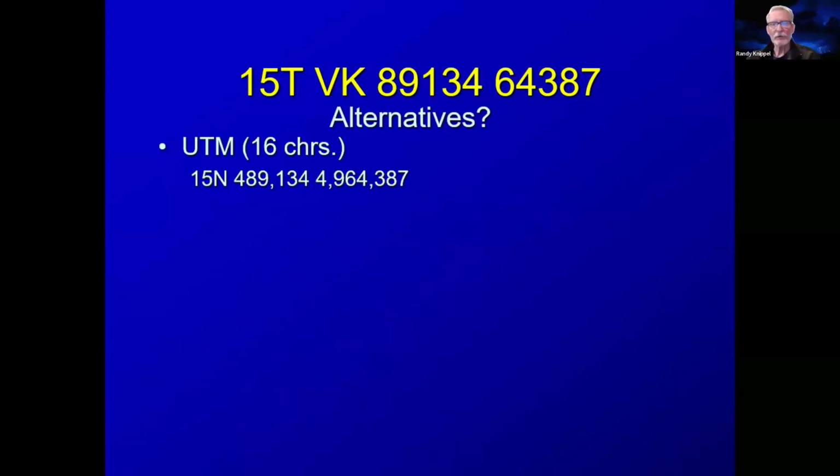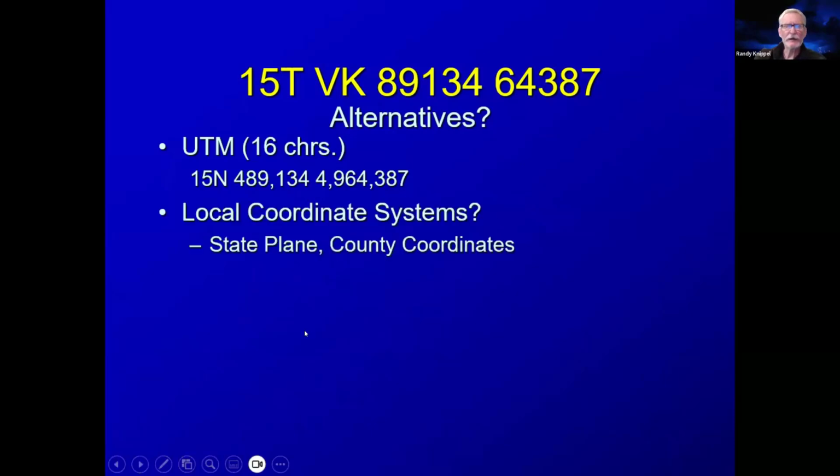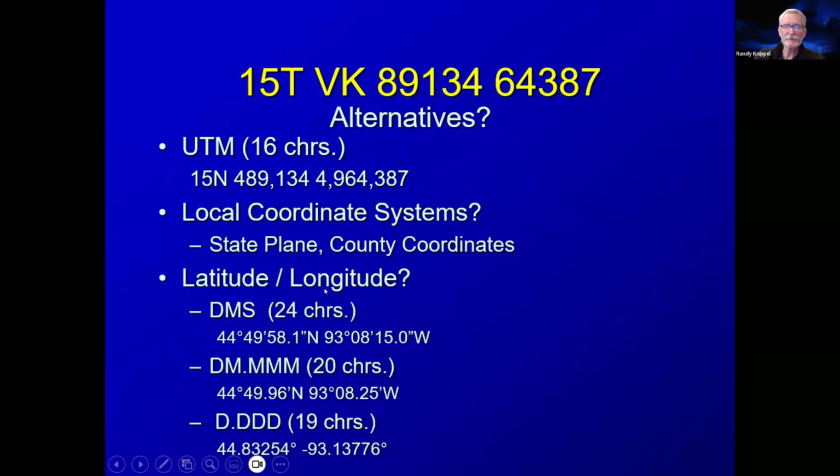What about alternatives? Well, we saw UTM coordinates. There's a full 16 characters required to be able to do that. And there's no concept of the truncation and precision. Local coordinate systems, there are state plane coordinate systems and county coordinates. Latitude, longitude. Latitude, longitude can actually be described in several different formats.